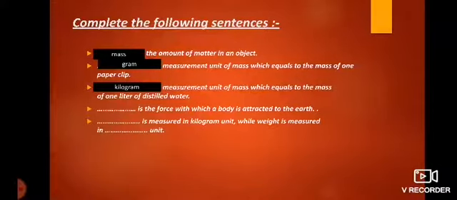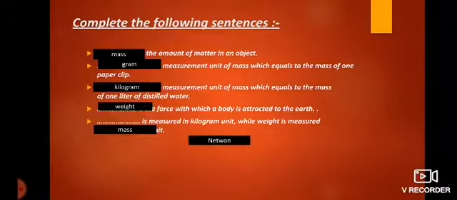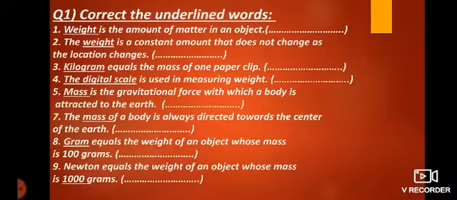The force by which the body is attracted to the center of the earth, it is the weight. It's the definition of weight. Is measured in kilogram unit. What is measured in kilogram? It is the mass, while the weight is measured in Newton. Okay, let's correct the underlined word. Weight is the amount of matter. The amount of matter is the mass.